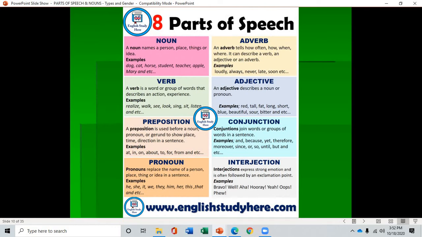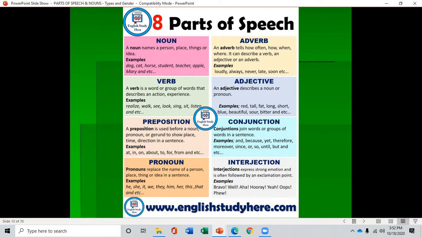Next, pronoun. When we say pronoun, pronouns replace the name of a person. So sila yung humahalili. In Tagalog, the pronoun is panghalili. So ibig sabihin, they are substitute for the noun. All right, examples are he, she, it, we, they, him, her, this, that, and etc. So, to avoid redundancy, para hindi pa ulit-ulit ng sinasabi ng pangalan sa isang sentence, we use pronoun.